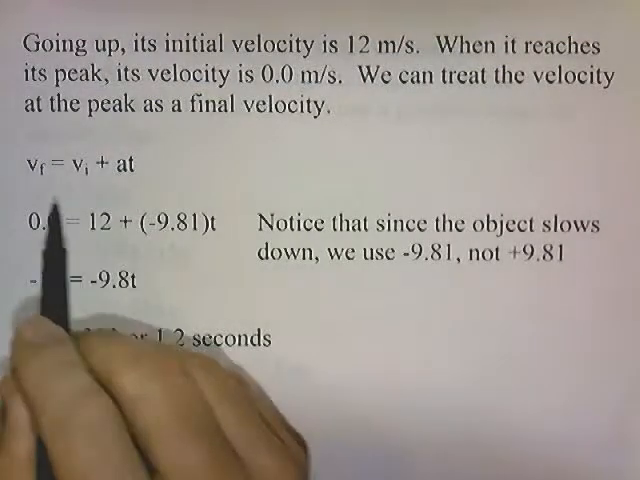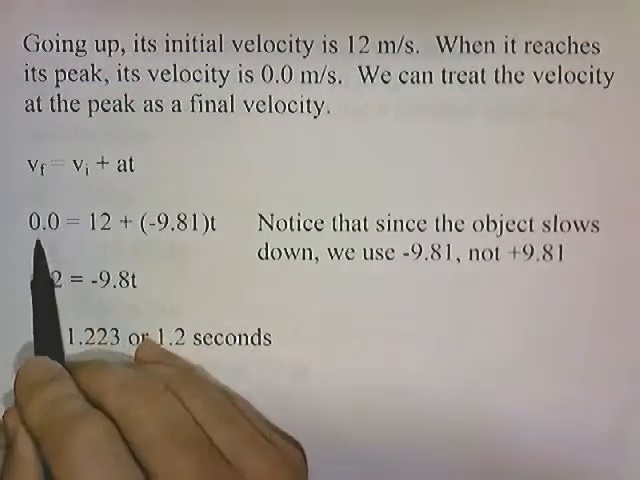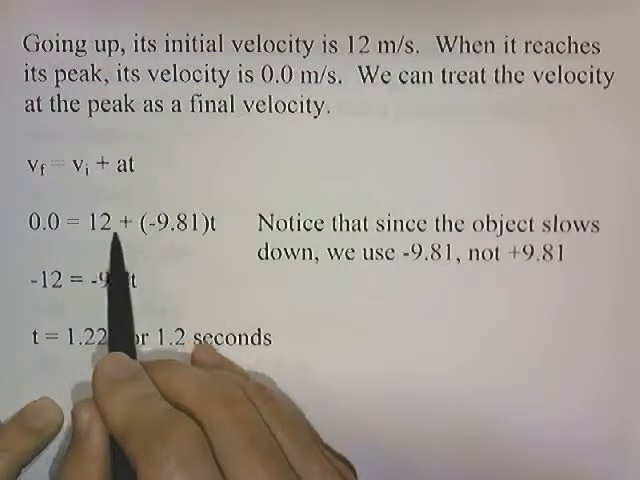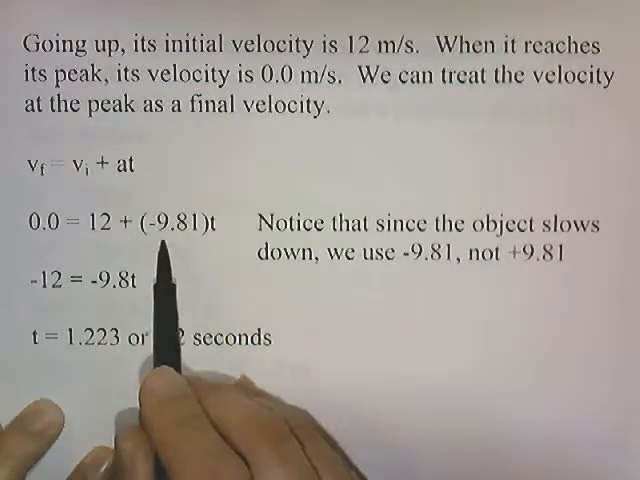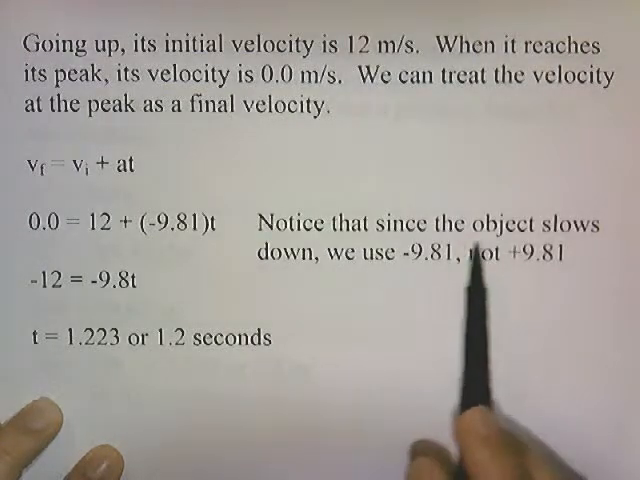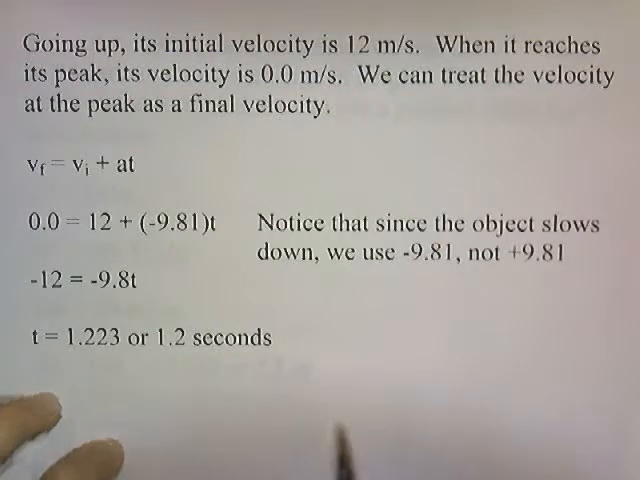If we do that, we can use this formula. So final velocity when it reaches the peak is 0. The initial velocity, when we first threw it in the air and let go, was going upward at this speed. And then the rate at which the velocity changes as it ascends is negative 9.81 times t. And notice that since the object slows down, we use negative 9.81, not positive 9.81.